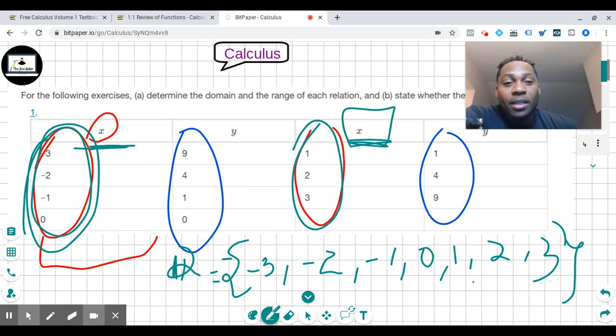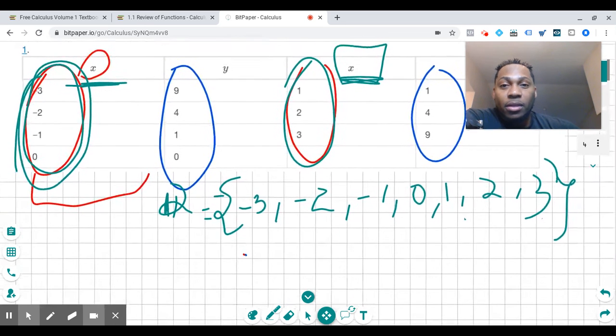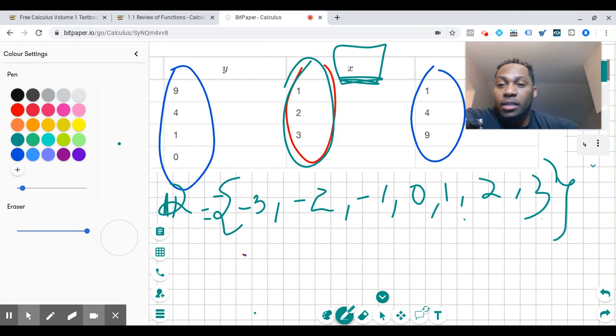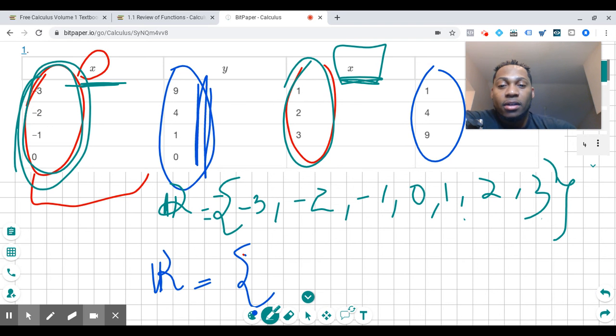Now if we want to look at the range, the range is the set of all y values. Let's put this in a different color, I'll put it blue. So the range, let's call it R, is the set of all y values.